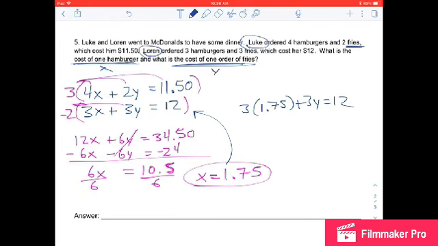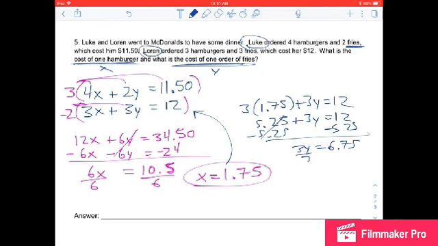So 3 times 1.75 is 5.25. So I subtract 5.25 to the other side. Get 3y equals 12 minus 5.25. And I get 6.75. Divide that by 3. Get y equals 6.75 divided by 3, which is 2.25. Okay, and there's my two costs.